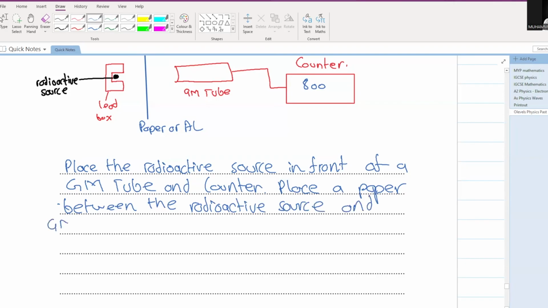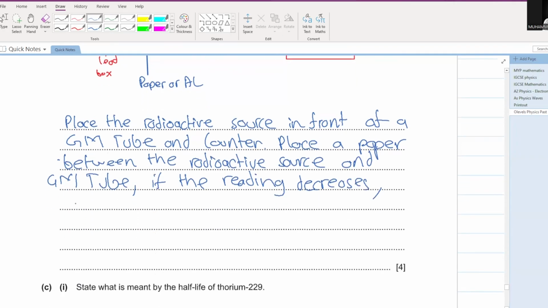If the reading decreases, what will happen? If the reading decreases, alpha particles are present. Or a better way to say it would be, if the count rate decreases, alpha particles are present. Then what will you say next?